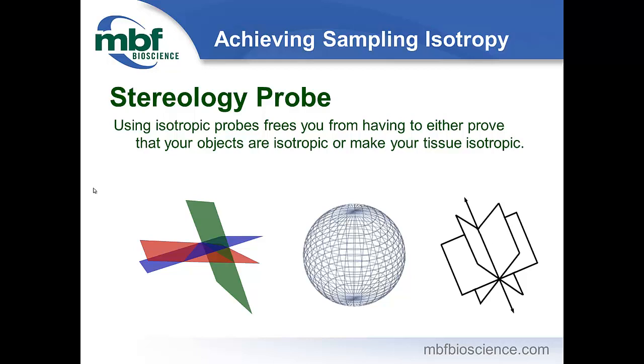An example of a feature that would be isotropic would be planes oriented in 3 dimensions, like on the left, or a sphere. Before we move on, does anybody have any questions about this initial aspect before we start talking about which probes we recommend for each feature?